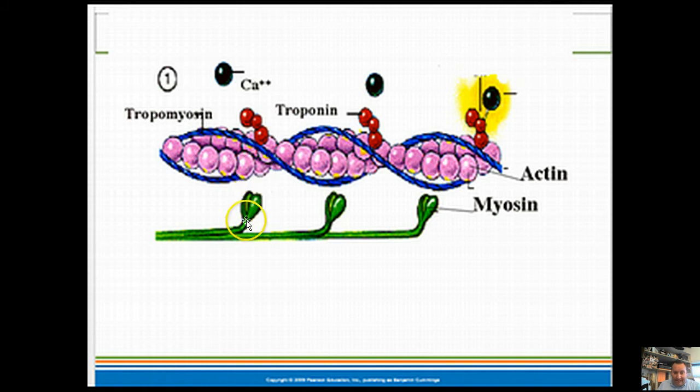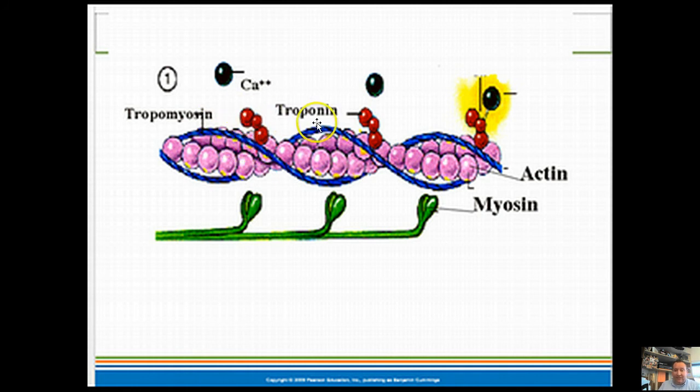In order for these myosin heads to latch on to these active sites, we have to get rid of this tropomyosin. This tropomyosin is covering up the active sites on the actin itself, and we have to move it out of the way so that the myosin heads can bind onto those active sites, latch on, and then move this actin in an inward-like fashion. What the tropomyosin is held in place by is a molecule called troponin. So troponin is kind of acting like a clothespin that's holding the tropomyosin to the actin itself.